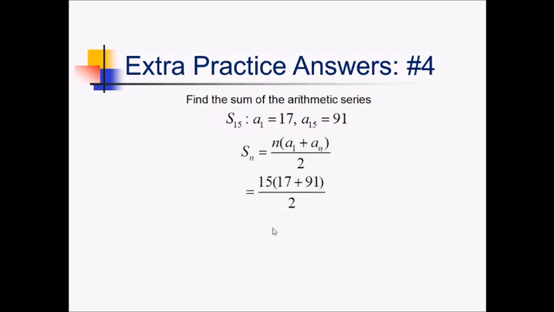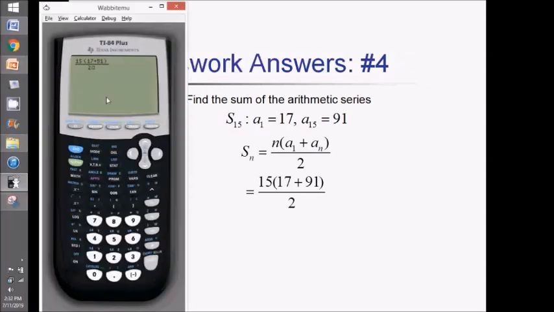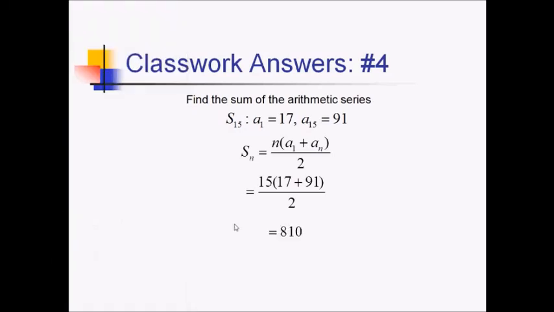And I'll use the calculator for this one. When I'm doing this on the calculator, I'm going to do alpha y equals just to get my fancy fraction format so I don't have to worry about PEMDAS or parentheses or any of that. So 810 is what I should get here.